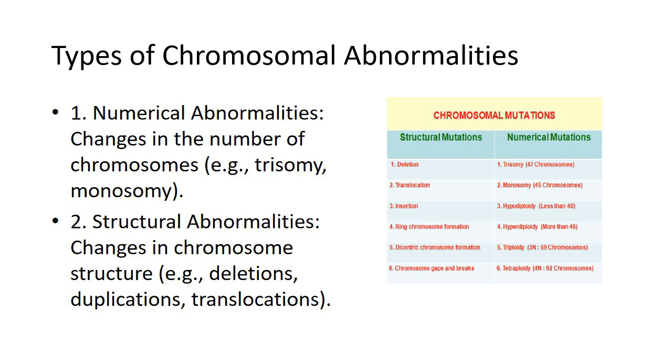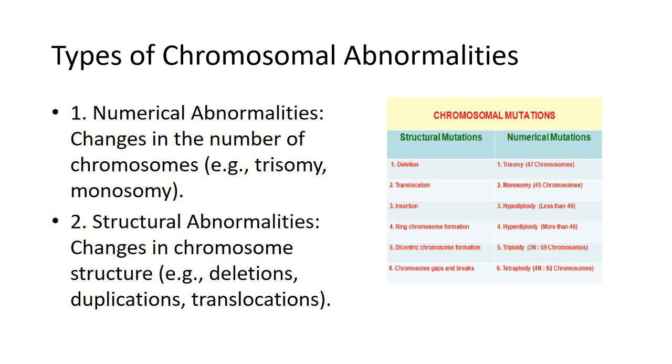Types of chromosomal abnormalities. Numerical abnormalities: changes in the number of chromosomes. Trisomy: the presence of an extra chromosome. For example, trisomy 21 leads to Down syndrome, where there are 3 copies of chromosome 21. Monosomy: the absence of one chromosome. Monosomy X leads to Turner syndrome, where females have only one X chromosome instead of 2.